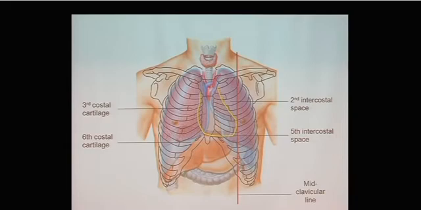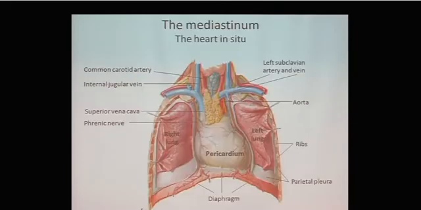So here's the outline of the heart. Here is the fifth intercostal space, just about even with the inferior aspect of the heart, and then coming up to the midclavicular line. So now let's take off the anterior aspect of the thoracic cage and look inside and see what we see.